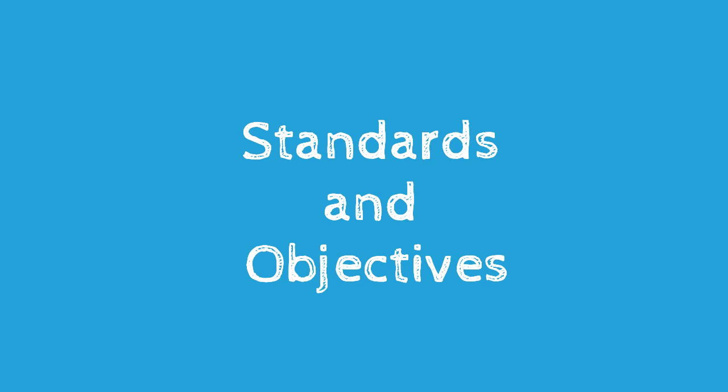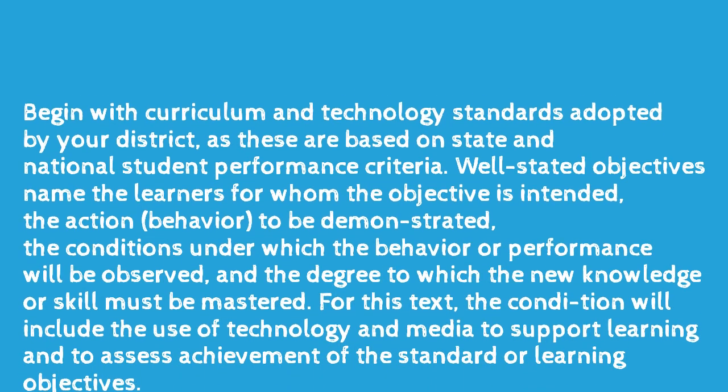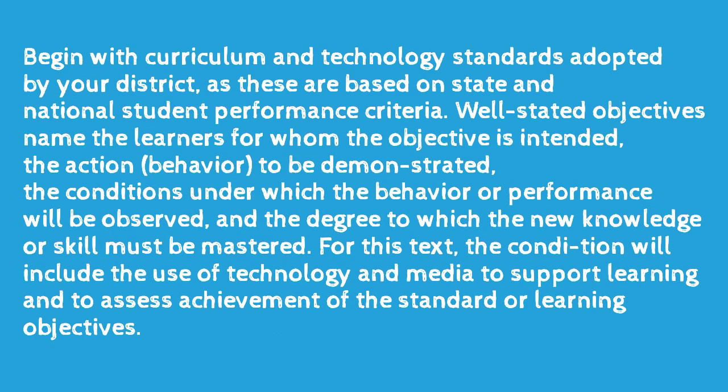Next, we have standards and objectives. Begin with curriculum and technology standards adopted by your district, as these are based on state and national student performance criteria. Well-stated objectives name the learners for whom the objective is intended, the action behavior to be demonstrated, the conditions under which the behavior or performance will be observed, and the degree to which the new knowledge or skill must be mastered. For this text, the condition will include the use of technology and media to support learning and to assess achievement of the standard or learning objectives.